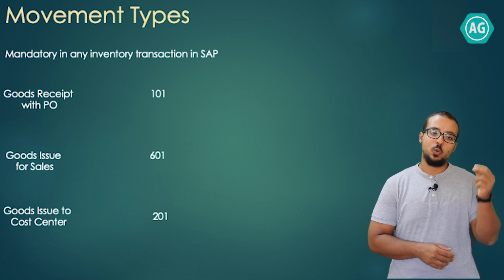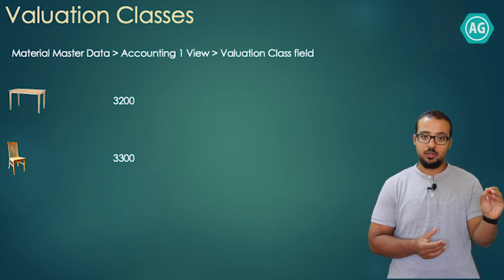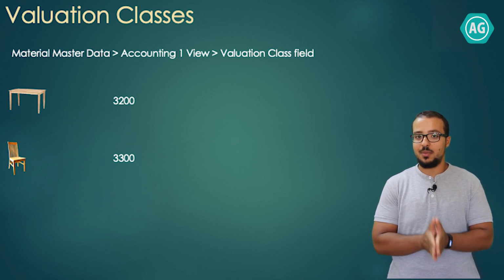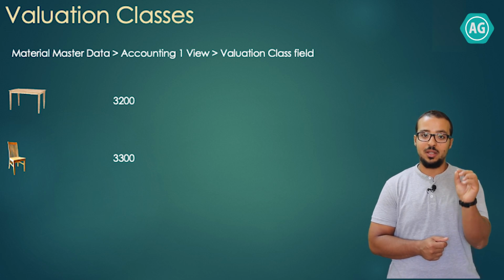Now, if we look into the second factor, the different product types. So for every product, we have a material master data. So for every chair, for every table, we have a material master data. Inside the material master data, there is a field in the accounting view.